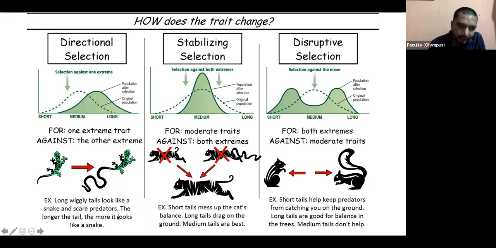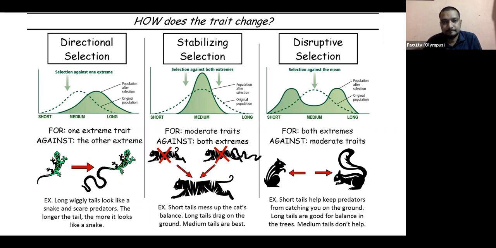If it has a long tail, it makes it look more scary. Would that be advantageous to it? It would, right? It would survive better. So what happens? This type of tail is preferred over short tail. So natural selection may favor this. In that case, you call this directional selection.